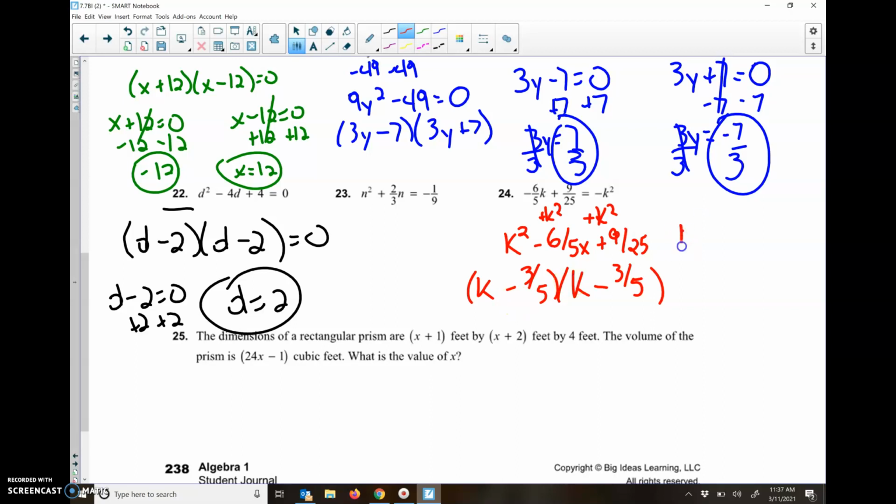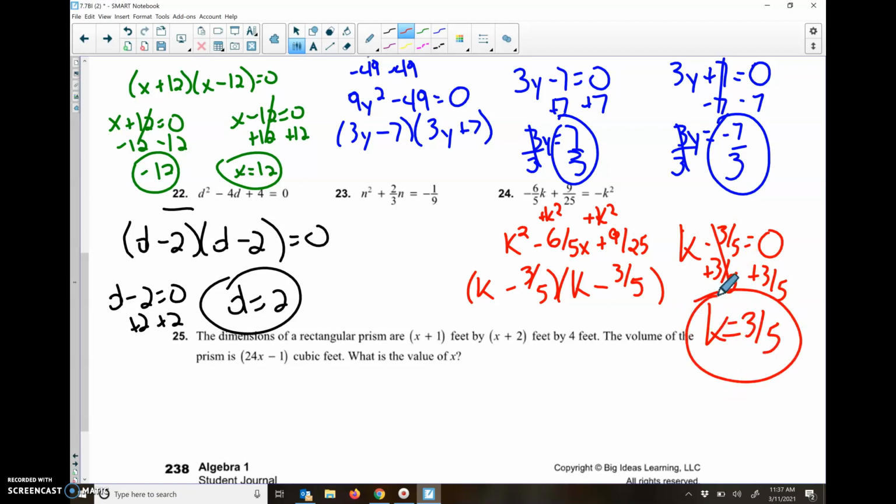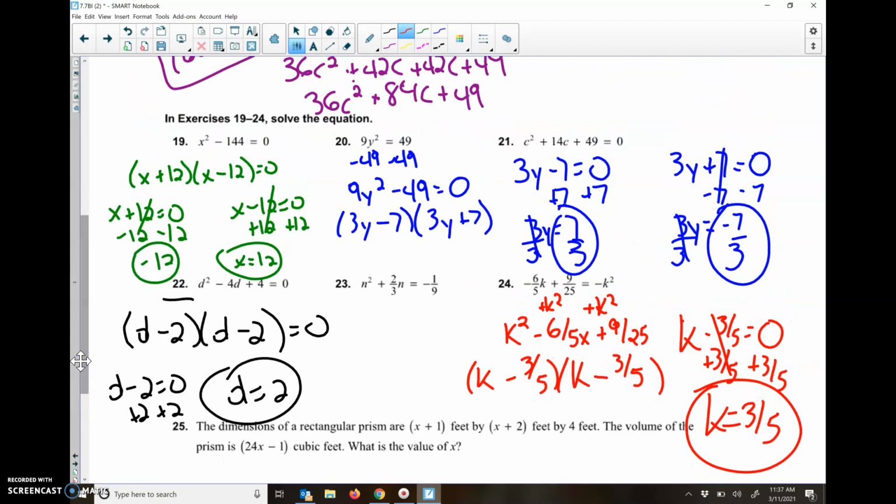And then same thing, k minus 3/5 equals 0. So add 3/5 to both sides. And we're lucky since they're both the same. This is going to be another one where there's just one answer. k equals 3/5. So remember, you're plugging in these to try and figure out which numbers will make the equation actually equal 0.